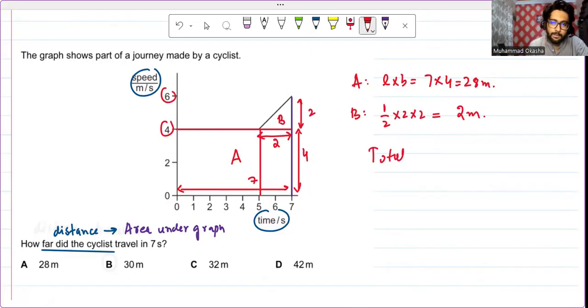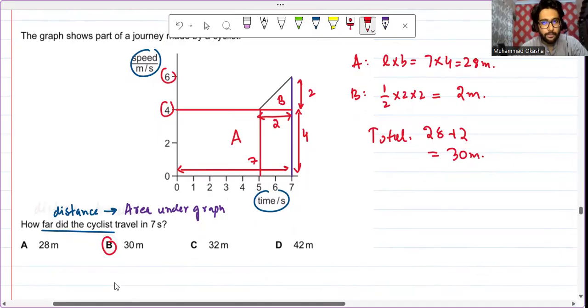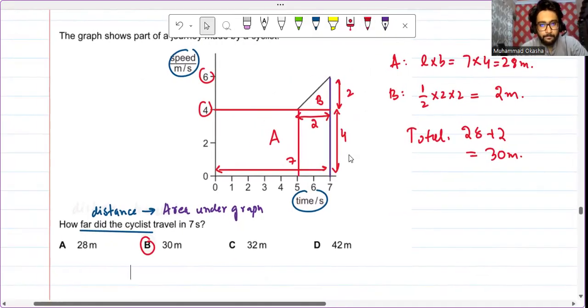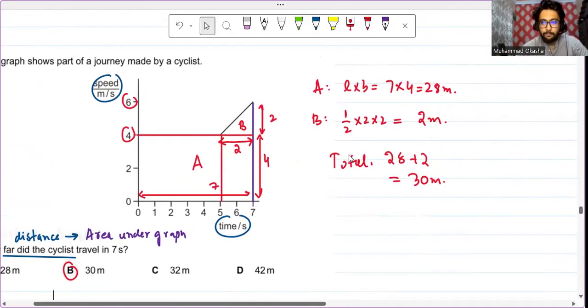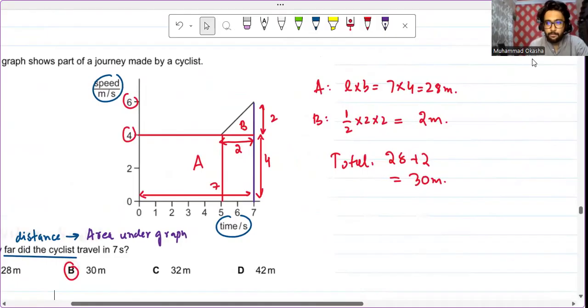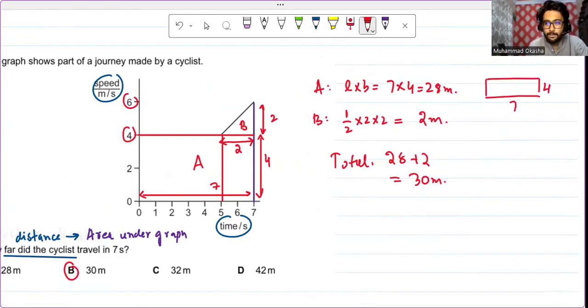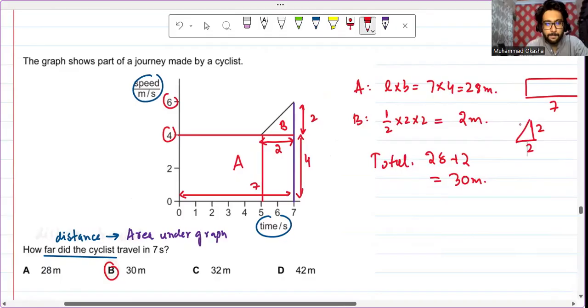So total distance traveled would be 28 plus 2, which is going to be 30 meters. That is your answer. Make sure you do that very, very carefully. If you want, I can draw these shapes over here. This rectangle is 4 and 7, while this triangle is 2 and 2 from this side, and you can work out the areas.